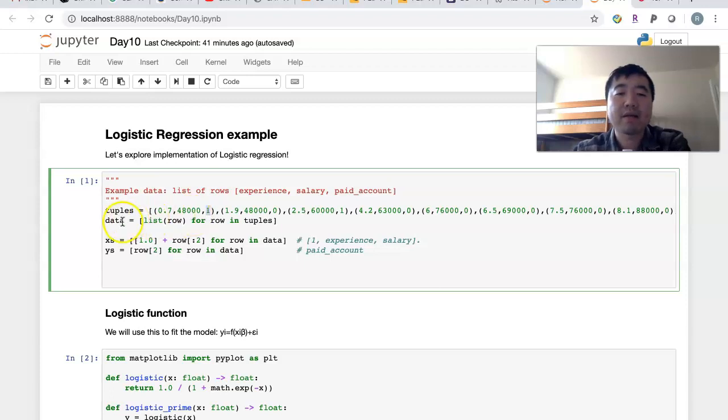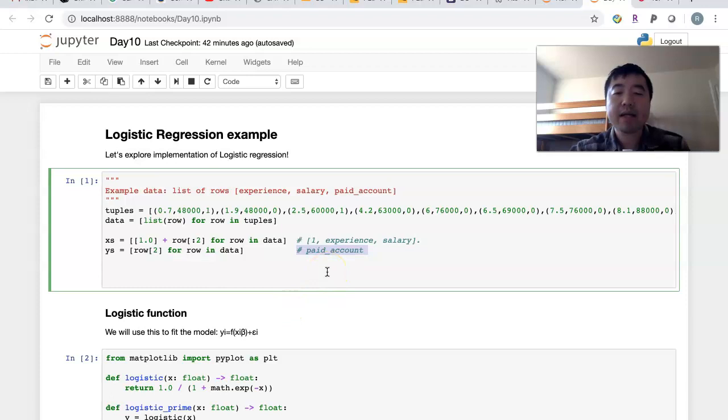And then the data, we just get each of the elements into a list. For x and y, the x would be the list of 1, experience, and salary, so we get it from the data. The y would be the paid account. So this is the output.